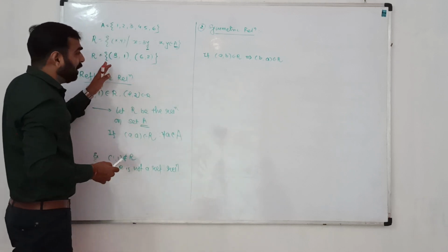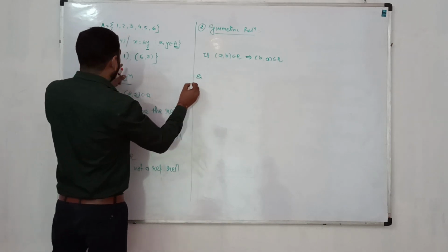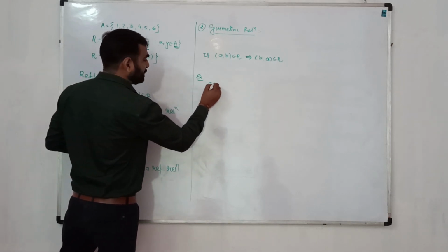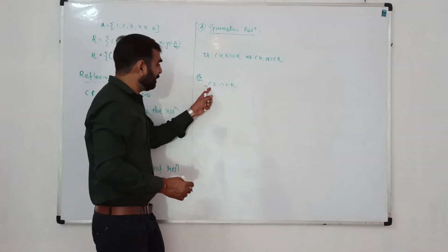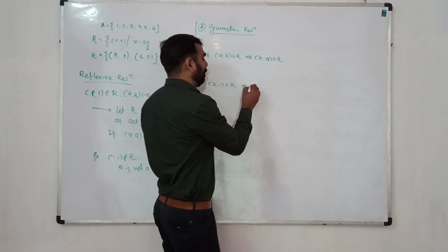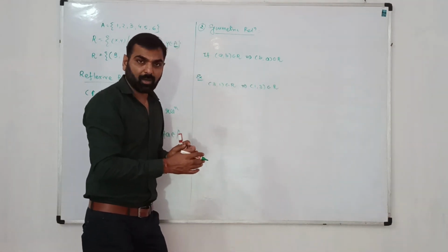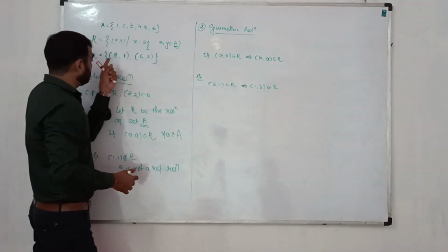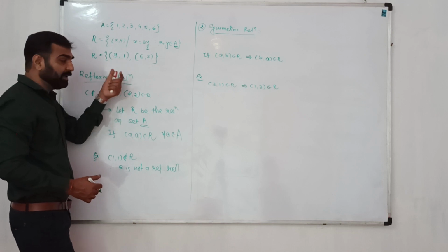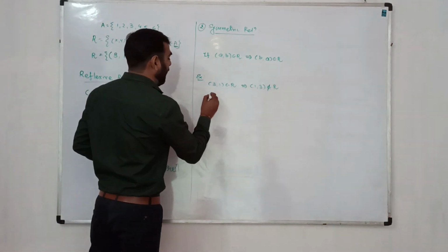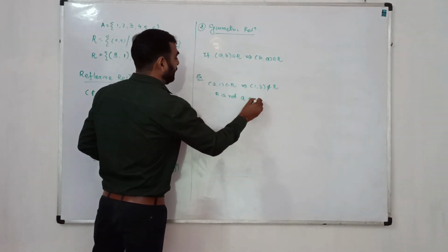Okay, so now in our case, first of all we see that (3, 1) belongs to R. For this symmetric, (3, 1) belongs to R, that implies what should happen? (1, 3) must belong to R. Is that (1, 3) belongs to R? No. (3, 1) belongs to R. Is (1, 3) in R? Here (3, 1) is there, but (1, 3) is not. That means R is not a symmetric relation.